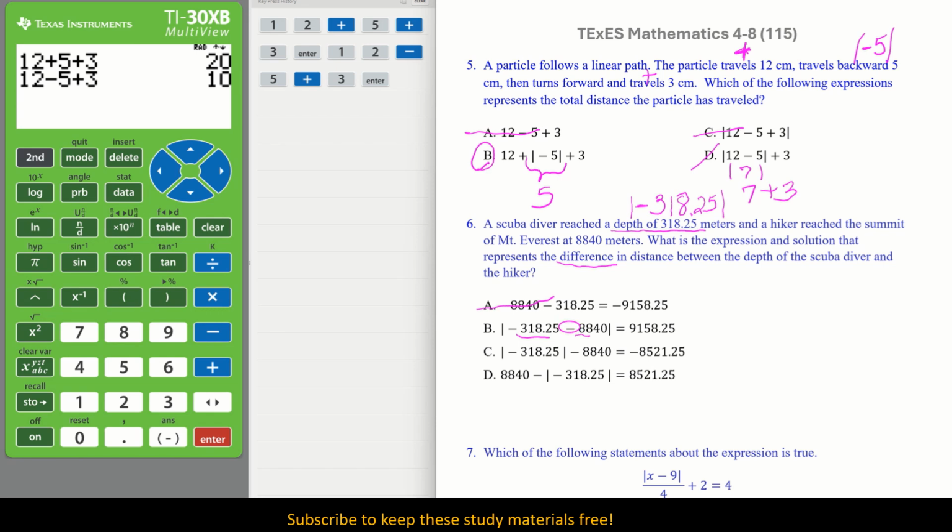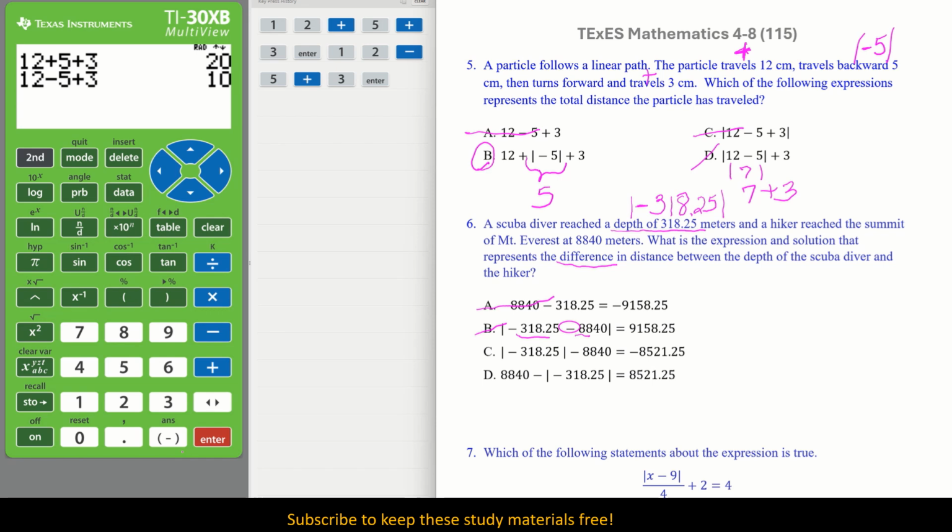I don't like the way it's written. It doesn't represent the situation correctly. And what it gives us is the total distance from the hiker to where the diver is at that point. Well, that doesn't represent what they asked. They said difference in distance, not the same thing. So let's see. C says take the absolute value of the diver and subtract off the height of the hiker.